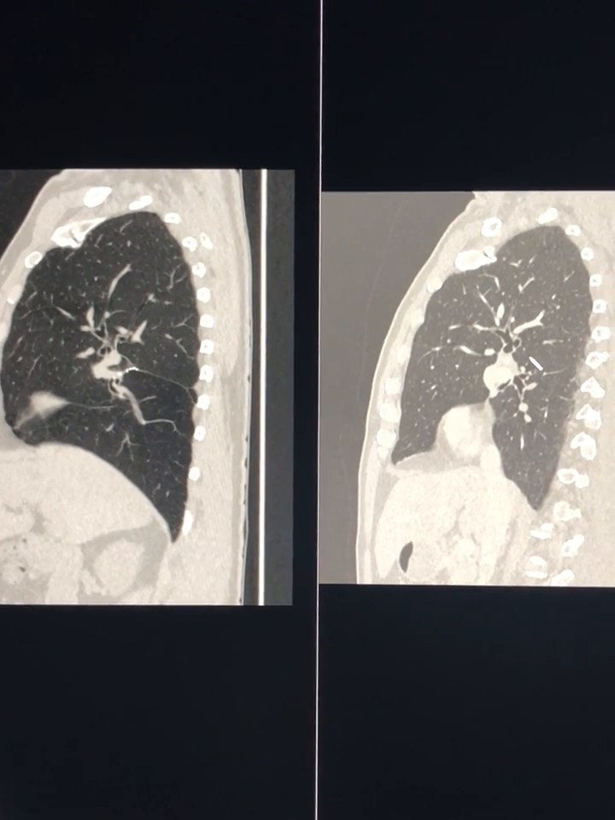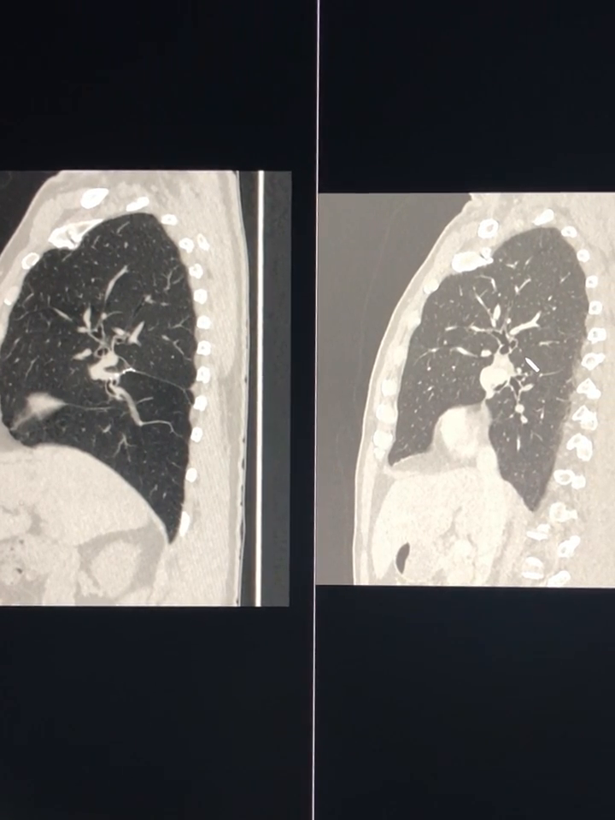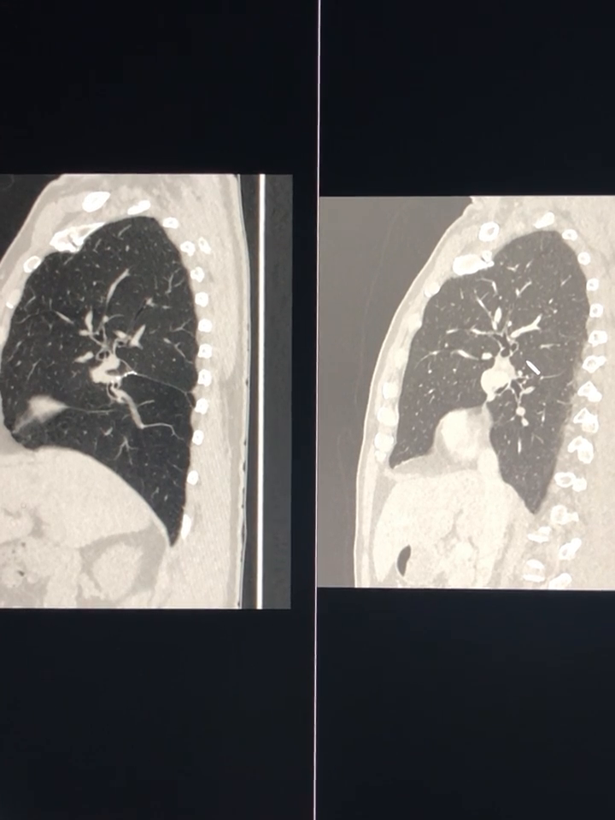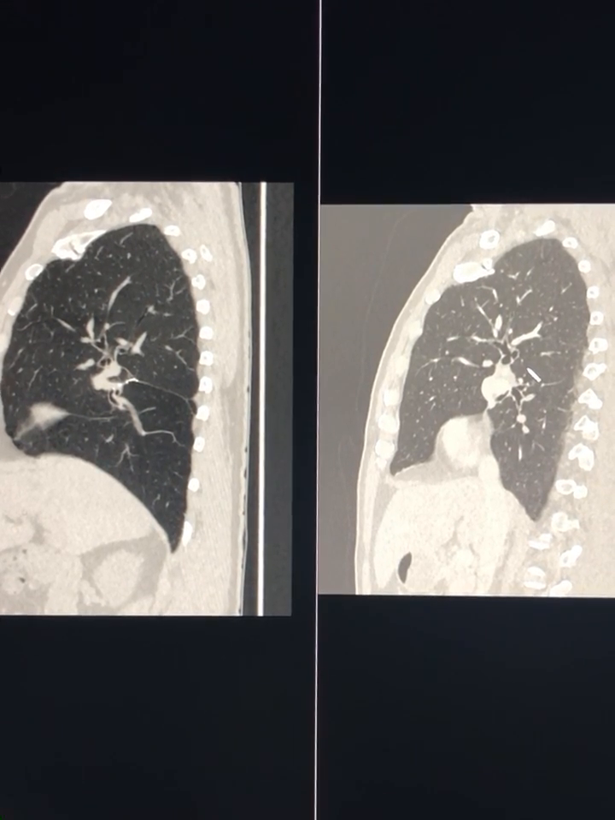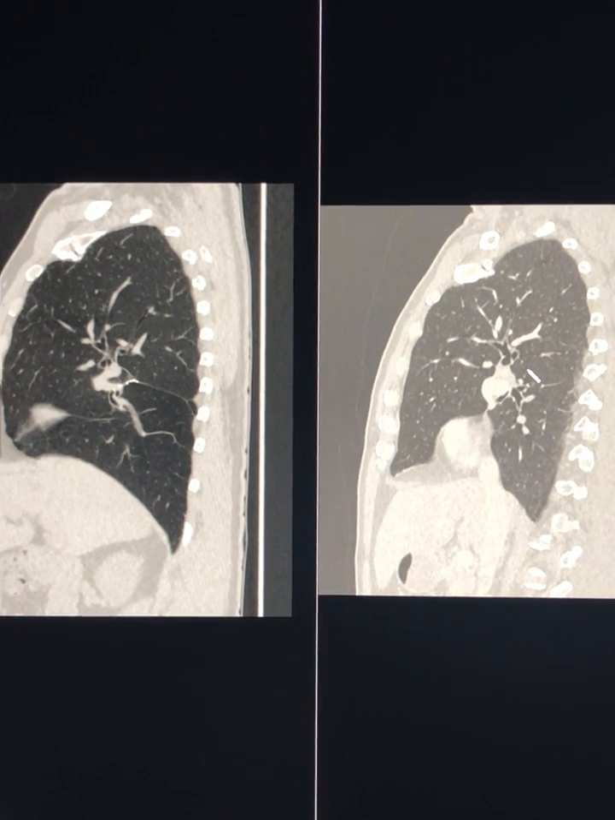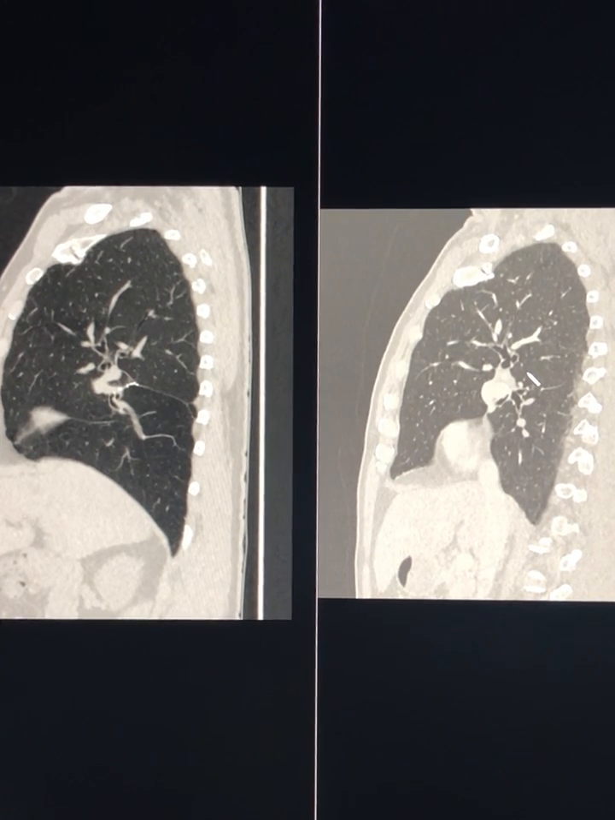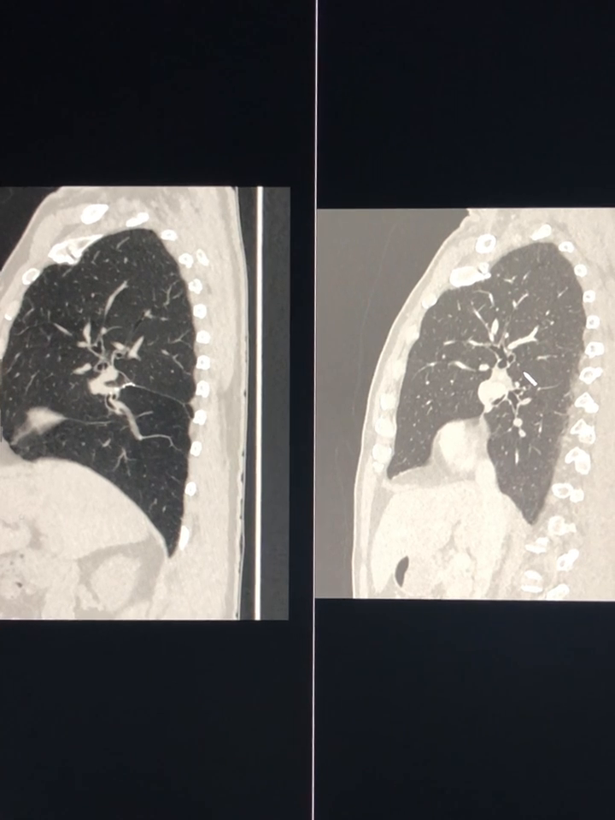In this video, we will be looking at some of the CT features you can encounter while reviewing post-operative CT scans following a right lower lobectomy. You're best off appreciating and evaluating the sagittal images for this purpose.